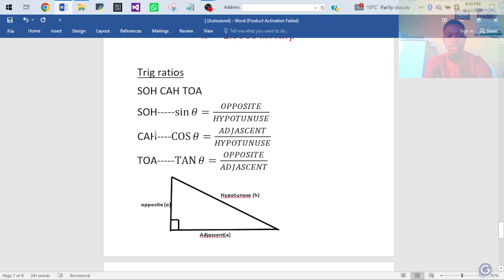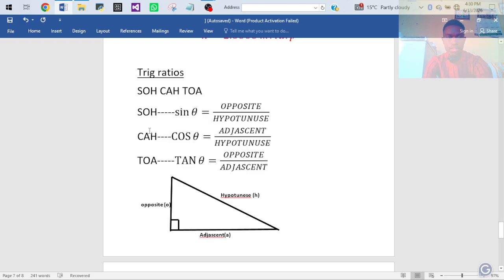For cos it is CAH, so cos theta equals adjacent over hypotenuse. So this adjacent over this hypotenuse. For TOA, tan theta equals opposite over adjacent. So this is how you use this. If we are given 5 on the opposite and 7 on the adjacent, then we say calculate tan theta. Tan theta is equal to opposite over adjacent, which is 5 over 7. Just like that.